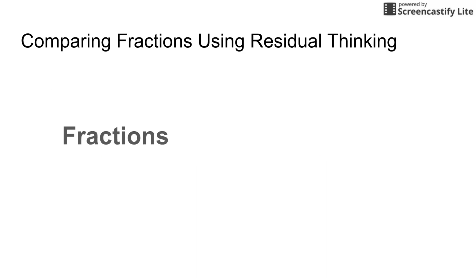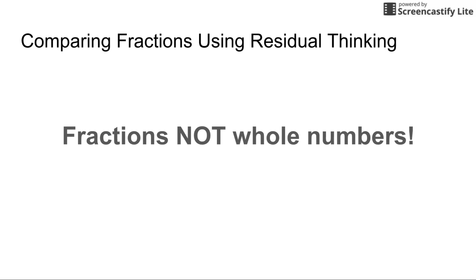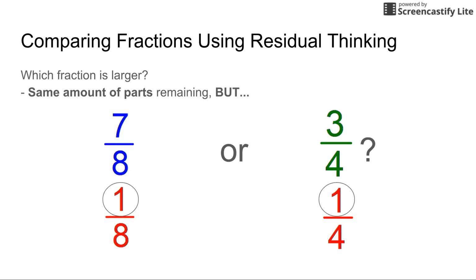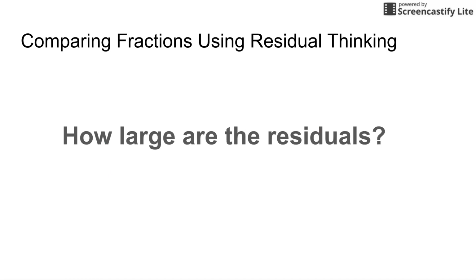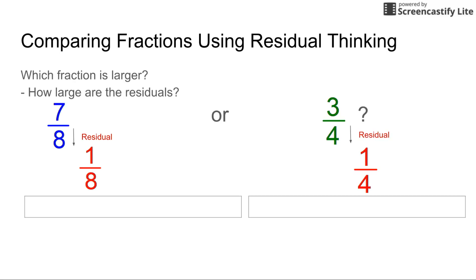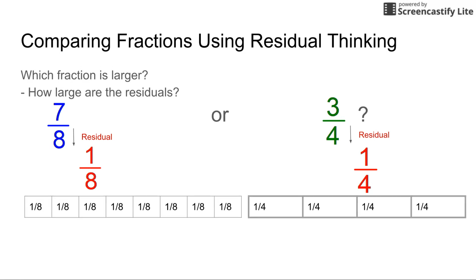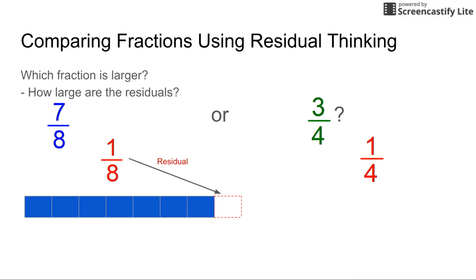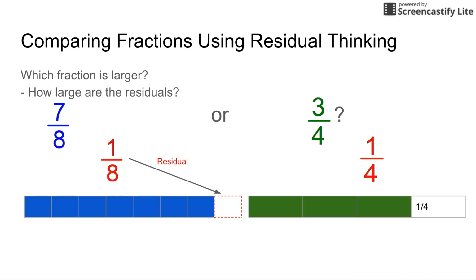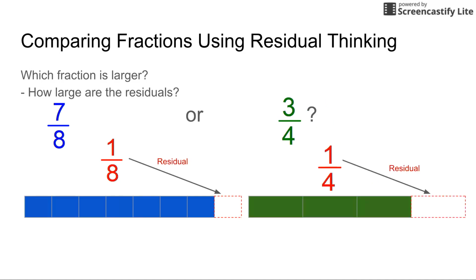However, we are discussing fractions, not whole numbers. Whilst they both only need one more part to make them a whole, the size of the parts may not be the same. Therefore, we need to work out how large the residual or the remaining parts are. So let's visualize this by drawing two identical size shapes. They can be any shape, but for today we will draw rectangles and divide one by eighths and one by quarters. If we shade in 7/8, we can see that we only need 1/8 to make it a whole, and if we shade in 3 quarters, we can see that we only need 1 quarter to make it a whole.